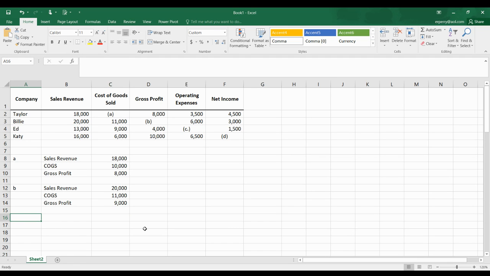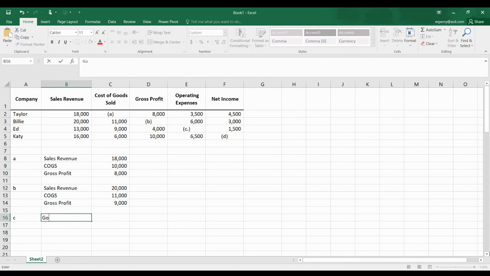All right, moving on to C, Company Ed. We're given our sales revenue, cost of goods sold, gross profit, and our net income, and we have to solve for our operating expenses. Well, thinking back to that multi-step income statement, we know that our gross profit minus our operating expenses gets us to our income before taxes. And in this example, we're not given our tax expense number, so our gross profit minus our operating expenses will get us to our net income.